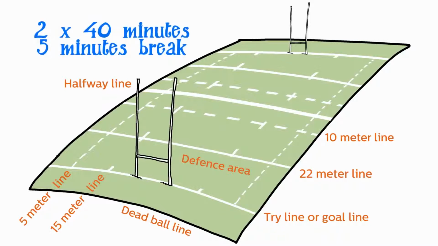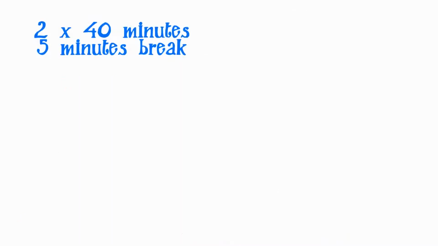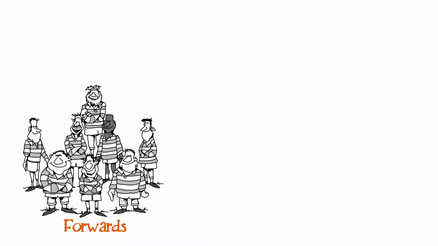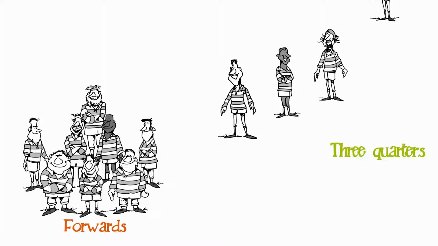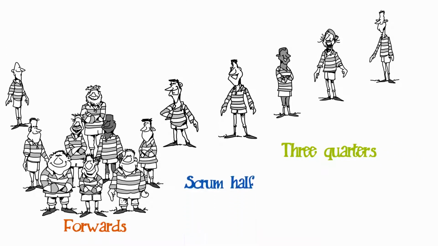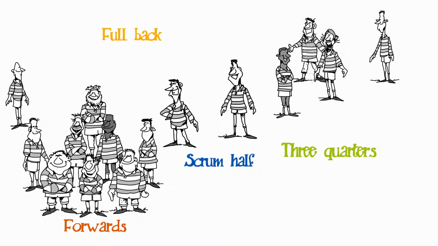A game is 40 minutes each way and has a half-time break of about 5 minutes. A rugby team has 15 players. 8 of them play forward. These players form the scrum and the line out and do the more heavy work. Next, you have 5 players who do most of the fast running. They are called the 3/4. One player is called the scrum half, and they connect the forwards with the 3/4. And the last player, right at the back, is the full-back.